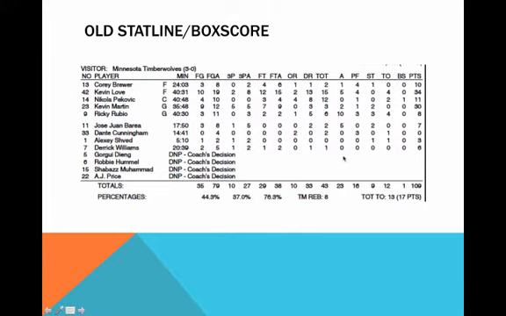So right here, starting from left to right, we've got minutes right here. That's just minutes played. FG is field goals made. FGA is field goals attempted. 3P is three-pointers made. 3PA is three-pointers attempted. And then we've got free throws attempted. OR stands for offensive rebounds. DR is defensive rebounds. TOT is total rebounds. A is assists. PF is player fouls. ST is steals. TO is turnovers. BS is blocked shots. And of course, PTS is points.